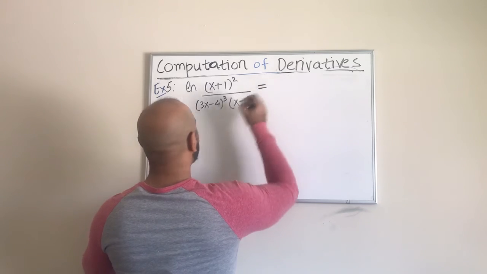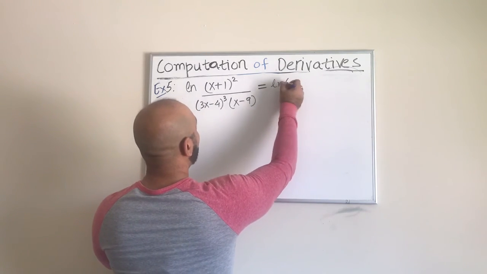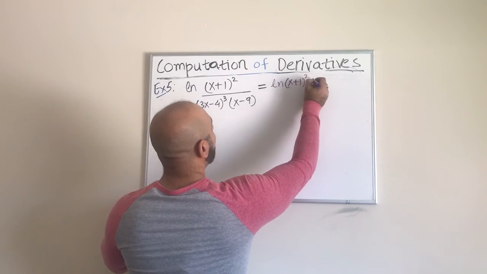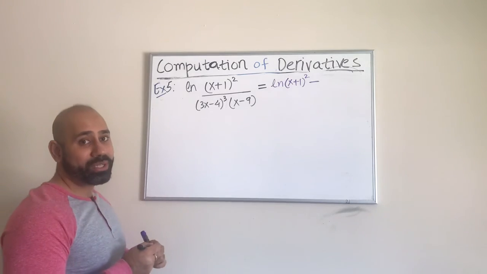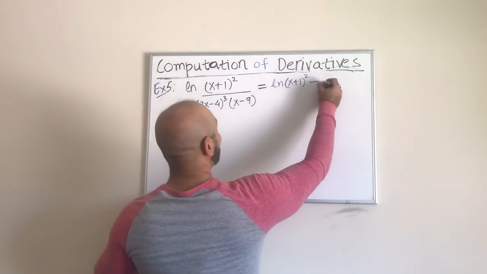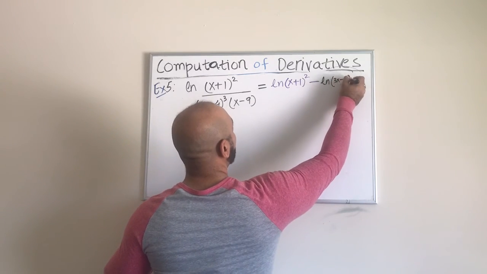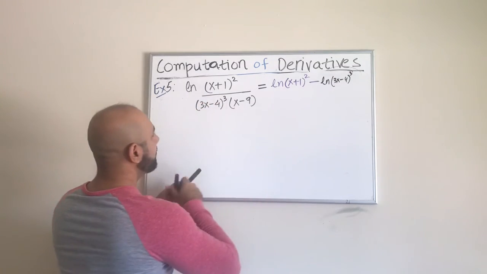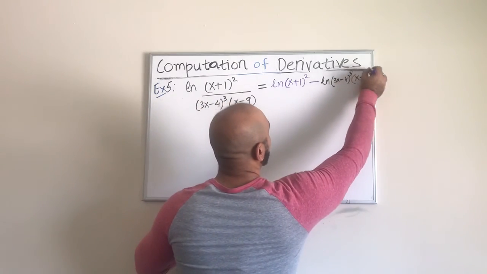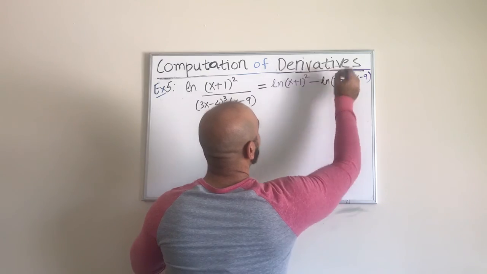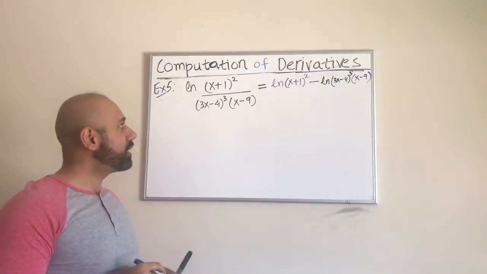Using the first property, this is going to be equivalent to ln of (x plus 1) whole square, minus, I'm using the basic property of the logs, which is also called the quotient property for the logs, minus ln of this whole thing in the denominator, (3x minus 4) whole cubed times (x minus 9), right? Guys, that is my first step. I have to use the quotient rule first. I cannot use any other basic property of the logs right away. First, we have to use the quotient rule.